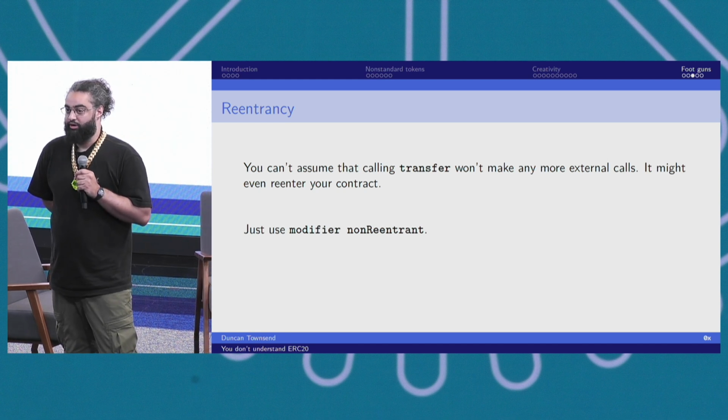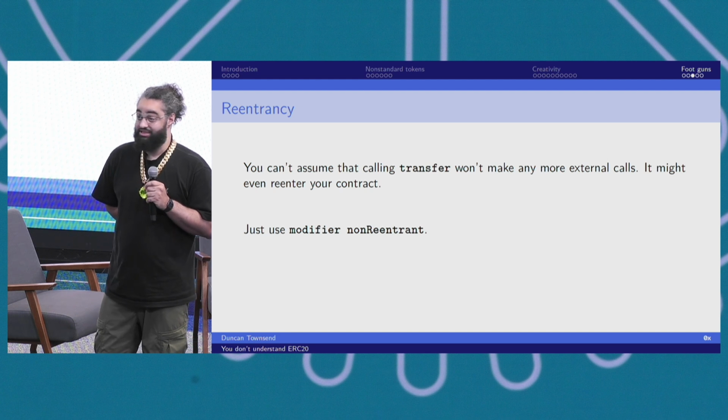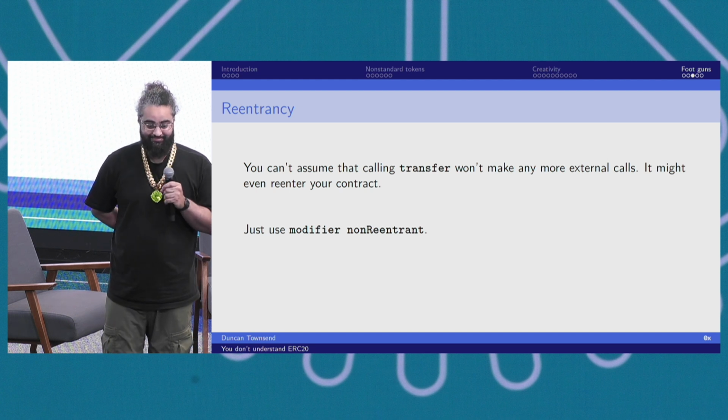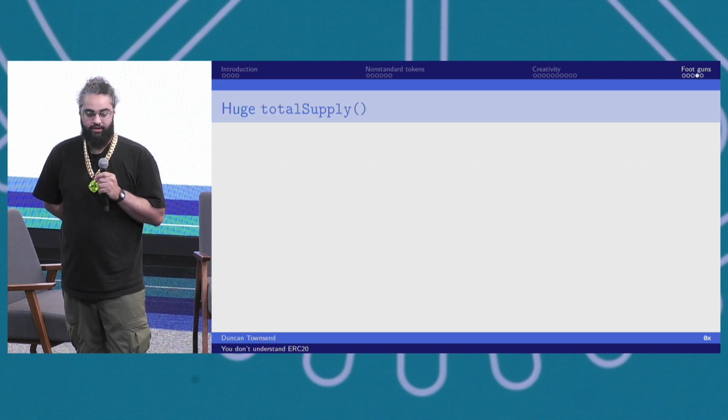Always use a non-reentrant modifier if you need it. Think about external calls, follow checks, effects, interactions. Get an audit. Yeah, we just talked about these. Swap during transfer is another good example.